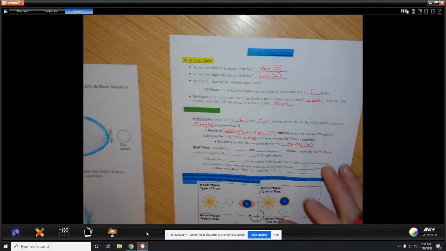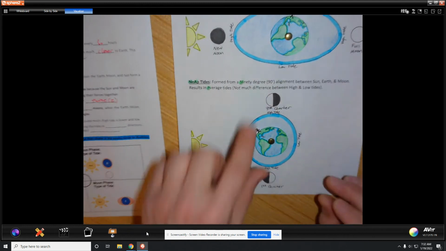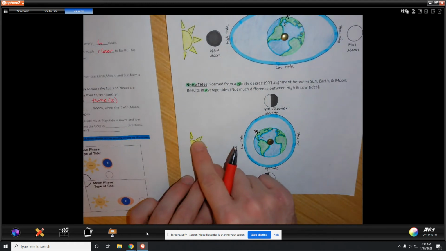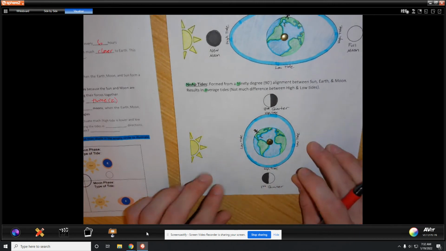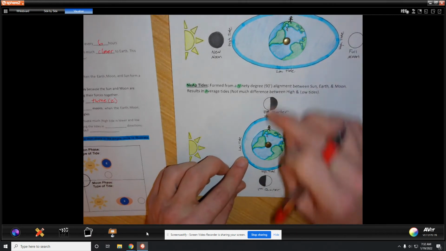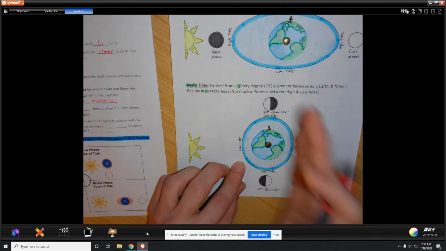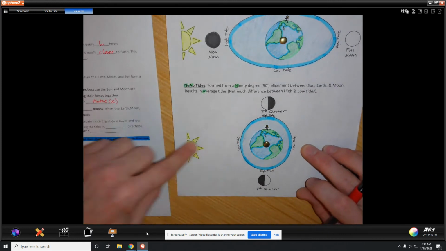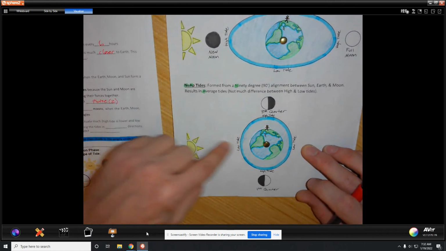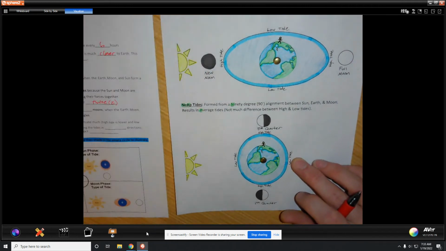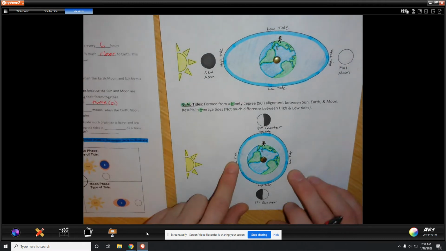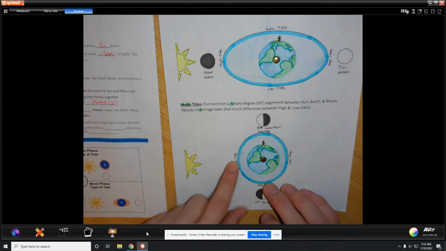Okay, so now let's look at the neap tides. The neap tides are going to form when we have this 90-degree alignment between the sun, the earth, and the moon. It forms a right angle. So what's happening here, as you'll notice, is that high tide is still always facing the moon, and low tide is when we are not. Now low tide is actually going to be pulled on by the sun, so your low tide is going to be higher than it was in the spring tides, higher than we would expect normally. And then the high tide is going to be lower.